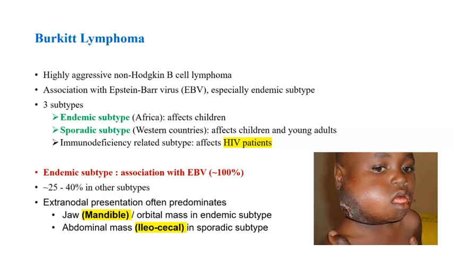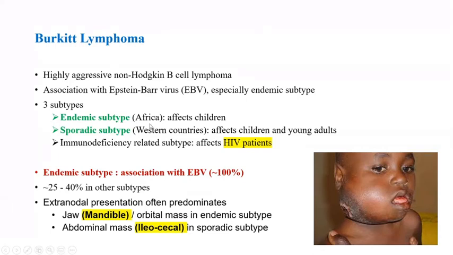So there will be the endemic type. It occurs mostly in the African subcontinent and affects children, and the sporadic one, which affects children, and it can also affect young adults. And the third type is related to immunodeficiency, like Burkitt lymphoma occurring in HIV patients because they are immunocompromised. So in the endemic type, 100% are associated with Epstein-Barr virus, but in the sporadic type, only a few percentage of cases, mostly they are negative.